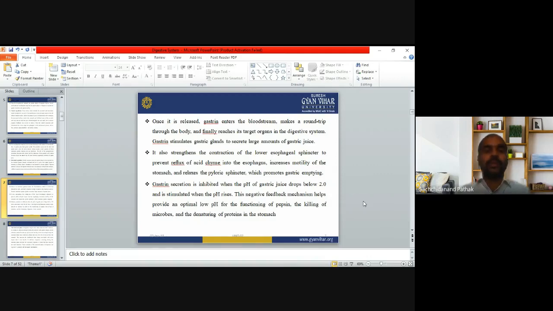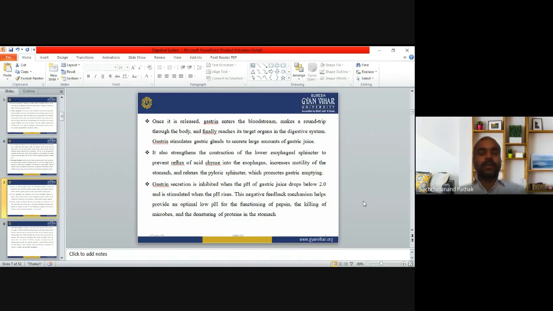It also strengthens the contraction of the lower esophageal sphincter to prevent the reflux and acid coming into the esophagus. Increases motility of the stomach. और क्या क्या कर रहा है? Gastrin will cause the contraction of the lower esophageal sphincter. जो esophageal के sphincters हैं, between the esophagus and cardia there is a sphincter, the esophageal sphincter. I taught you in the last class. So gastrin will cause the contraction of this sphincter, so the sphincter will be closed and the food reflux will be prevented. It cannot come into the esophagus.